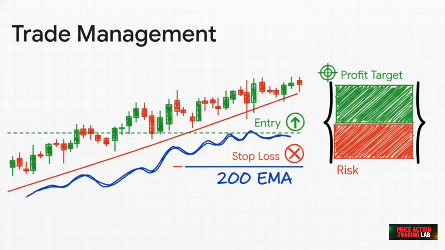Now, a strategy isn't complete without rules for managing the trade, right? So a pretty solid approach is to put your stop loss just underneath that 200 EMA line because it can act as a safety net. And for your profit target, you can aim for a simple 1.5 to 1 risk to reward ratio.